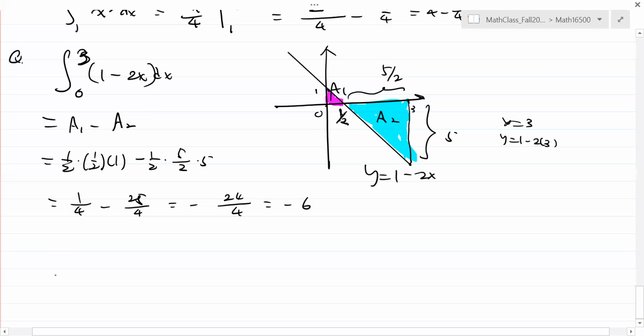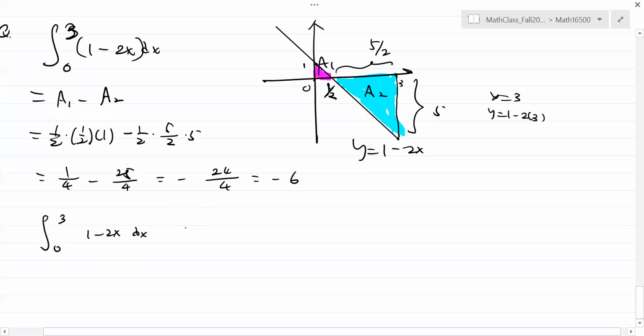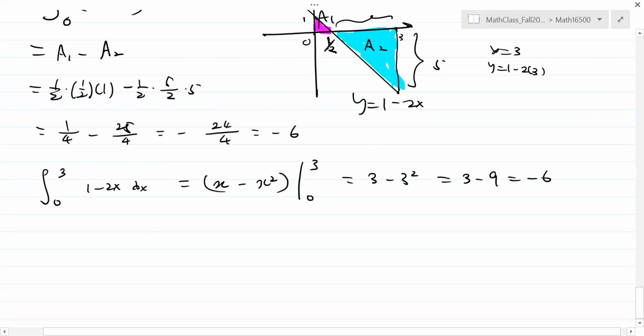But after today's class, if you took calculus before at IEPL or somewhere else, you know this is going to be the antiderivative, right? And evaluate the 2 endpoints. I just mentioned that. It's going to be 3 minus 3 squared. That's going to be 3 minus 9. It's going to be -6. So no matter which way you go, they always end up with the same conclusion.